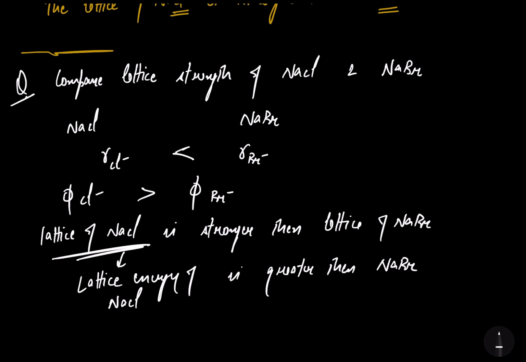Because in the case of NaCl and NaBr, the radius of chloride ion is smaller than the radius of bromide ion, due to which the charge density of chloride ion is greater than that of the bromide ion, which signifies that lattice energy of NaCl will be greater than that of the NaBr. So the lattice of NaCl will be stronger than the lattice of NaBr.